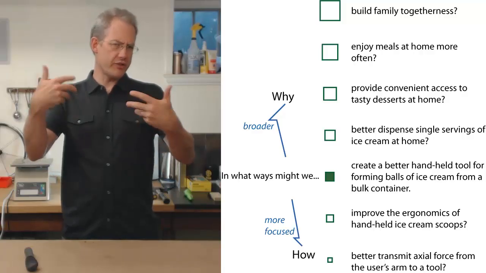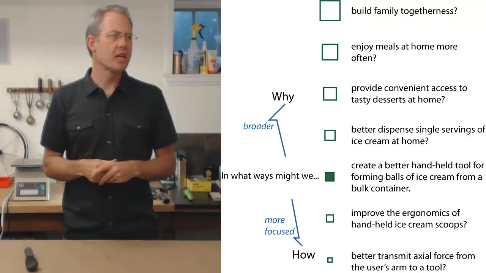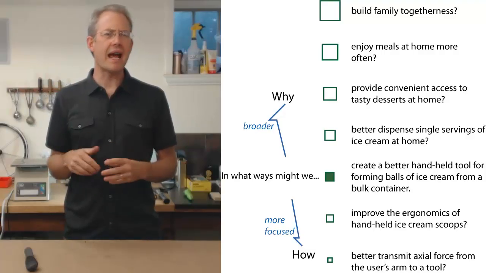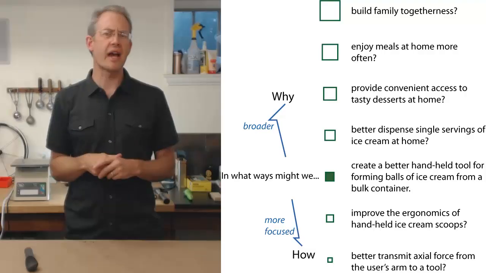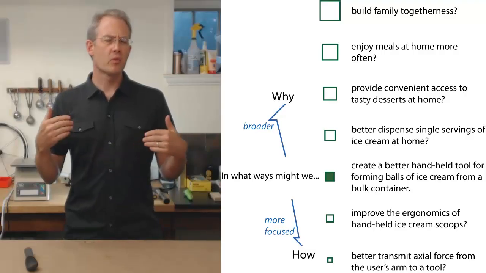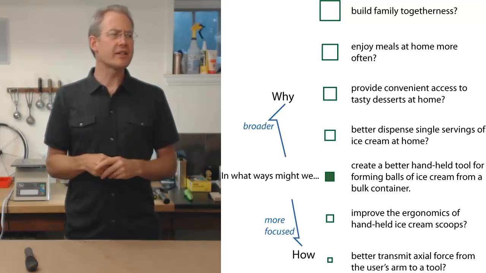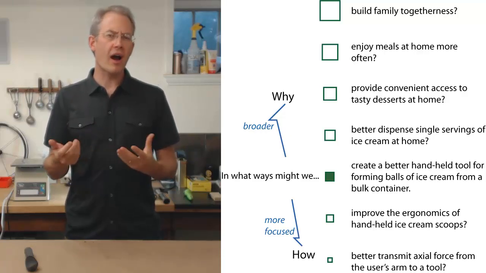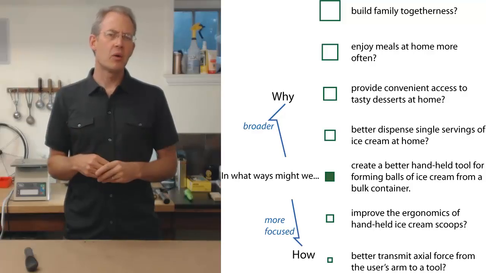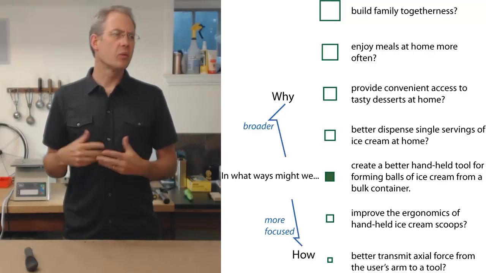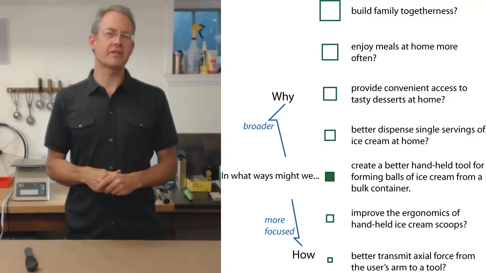Really? Why would we want to do that? That's the second why. Well, we want to provide convenient access to tasty desserts at home. We might then ask, well, why would we want to do that? Well, we'd like to enjoy meals at home more often. Why would you want to do that? Well, because we want to build family togetherness.